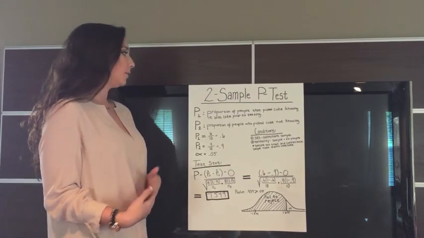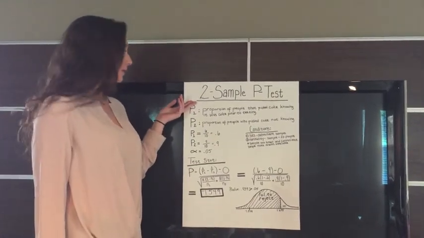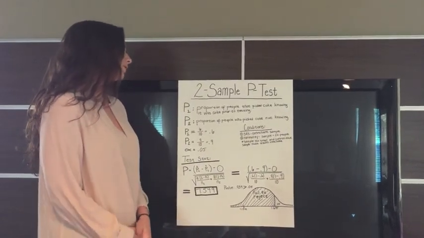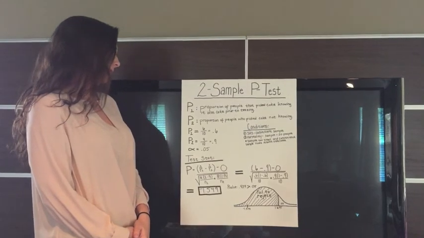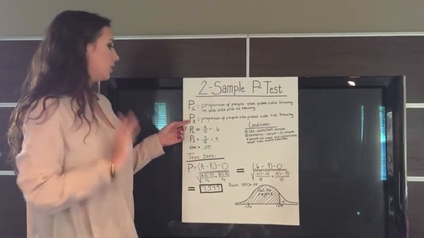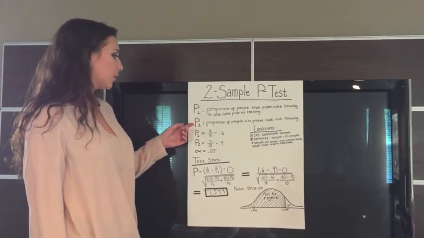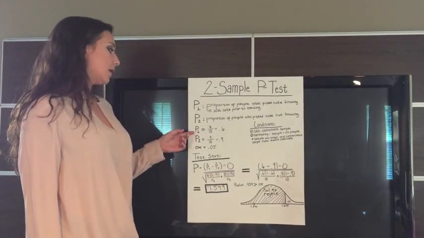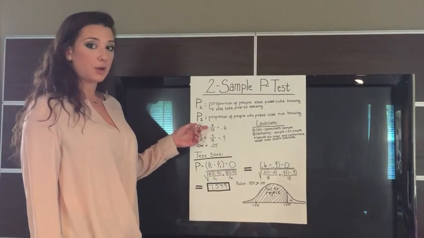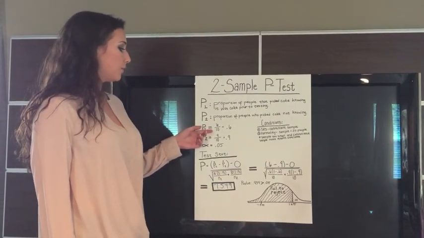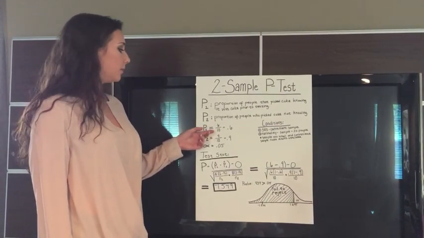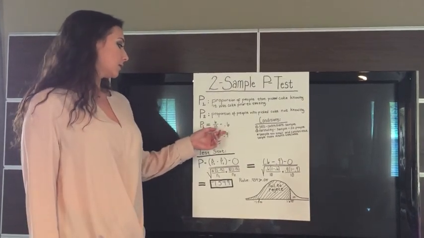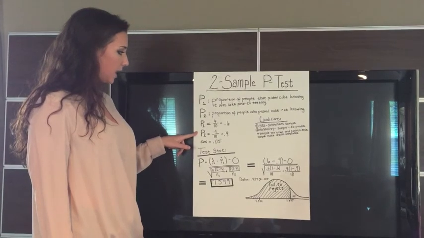For our experiment, we had to do a 2-sample p-test. So P1 is the proportion of people that picked Coke knowing it was Coke prior to testing, and P2 is the proportion of people who picked Coke not knowing. To solve for P1 and P2, you had to take the number of people who picked Coke over the total number of people who did the experiment for each section. So for P1 we have 0.6, and for P2 we have 0.9.